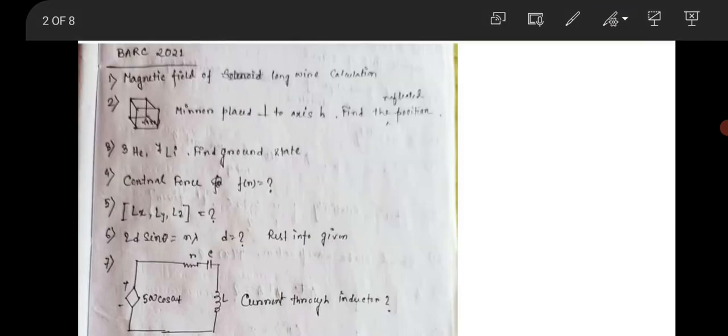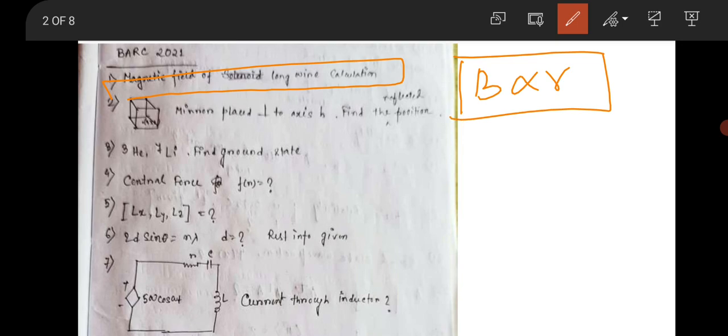First of all, these are the questions asked previously in 2021. First, you can see there is a question on the magnetic field for a long solenoid, long wire: how the magnetic field will vary with the distance inside for a long wire. A question was there, and this is a repeated question, because in 2020 this question was also asked.